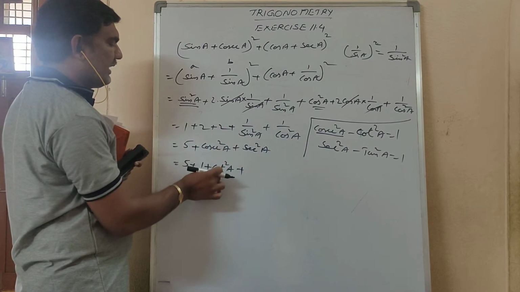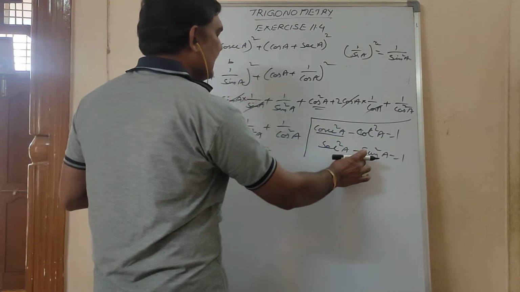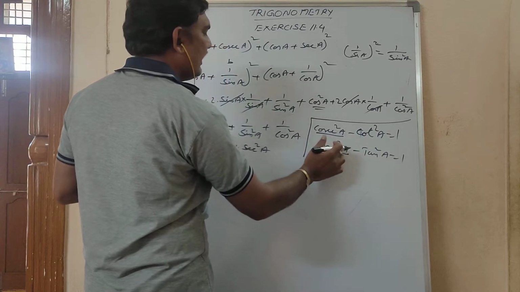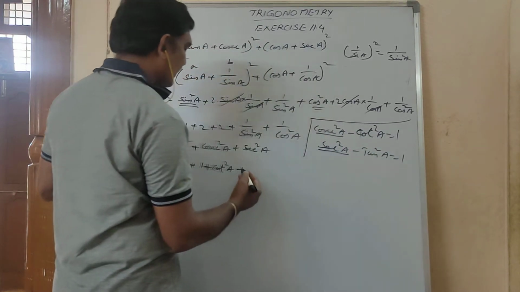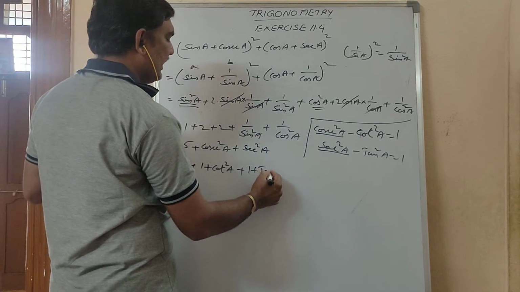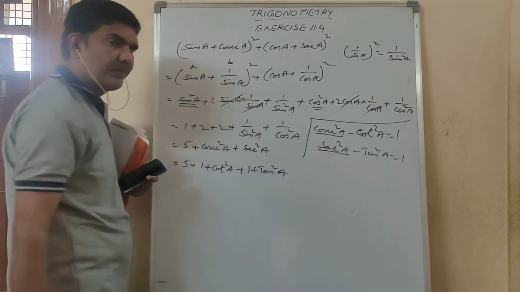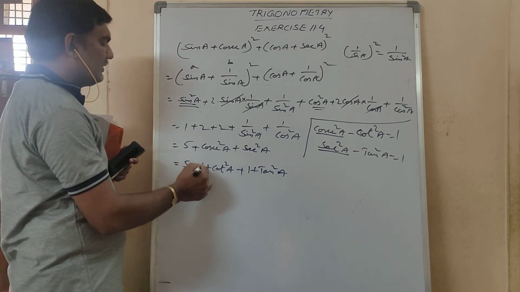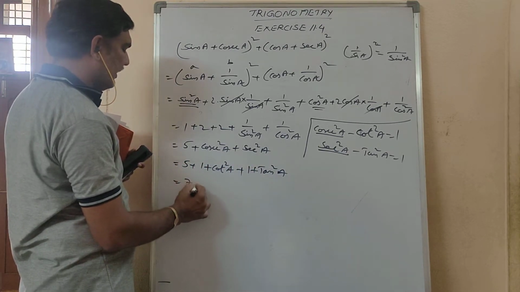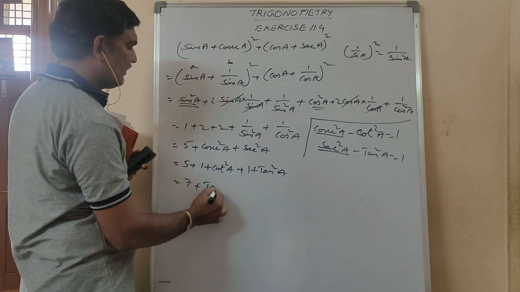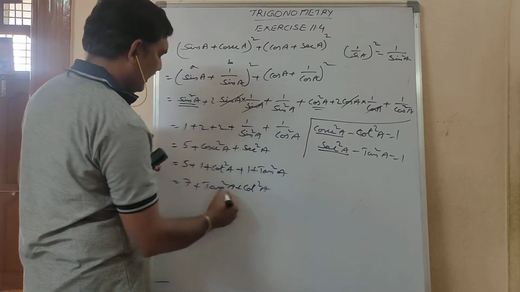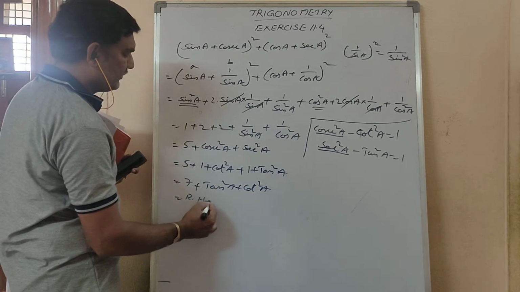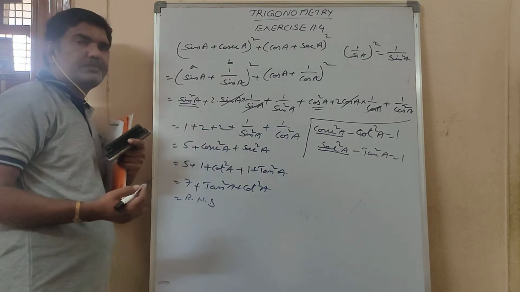Similarly, I am taking the other identity, making secant square A the subject, and sending minus tan square A to that side, so it is 1 plus tan square A. Now the numbers are 5 plus 1 plus 1. How much is it? 7, plus tan square A plus cot square A. It is nothing but the RHS. You have to prove this only.